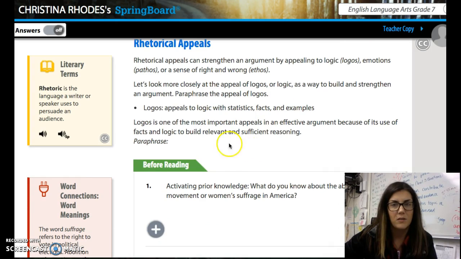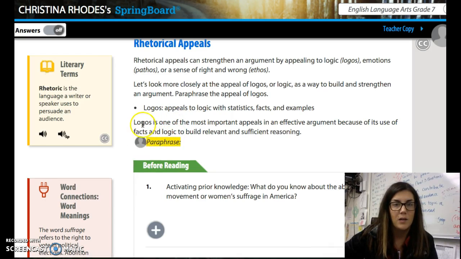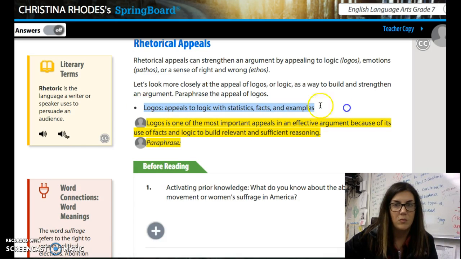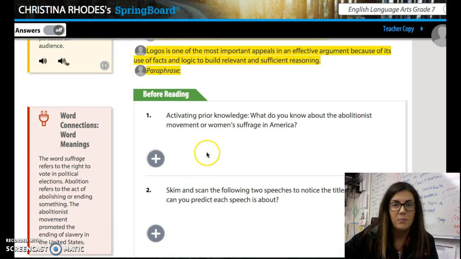Paraphrase the appeal of logos below. So logos is appeals to logic with statistics, facts, and examples. Logos is one of the most important appeals in an effective argument because of its use of facts and logic to build relevant and sufficient reasoning. Please paraphrase right here what logos is. So you're paraphrasing in your own words what logos is, and it tells you right here. I'm going to highlight that. Please put it in your own words. What is logos?